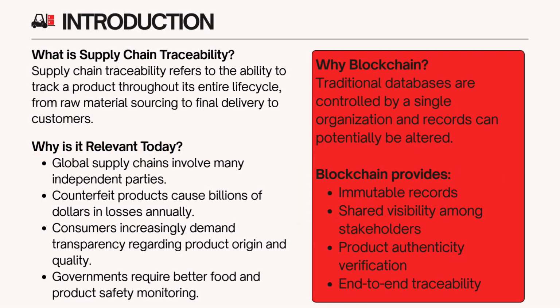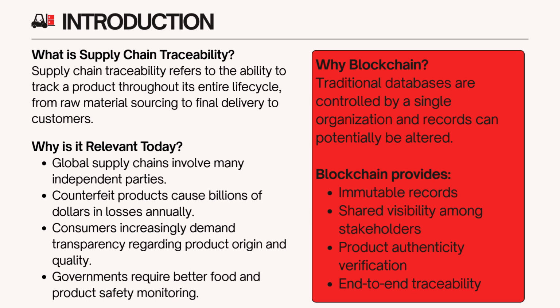Let's start with a fundamental question. What is supply chain traceability? Simply put, it is the ability to track a product throughout its entire life cycle from the very moment raw materials are sourced through manufacturing and distribution right down to the final delivery to the end customer.